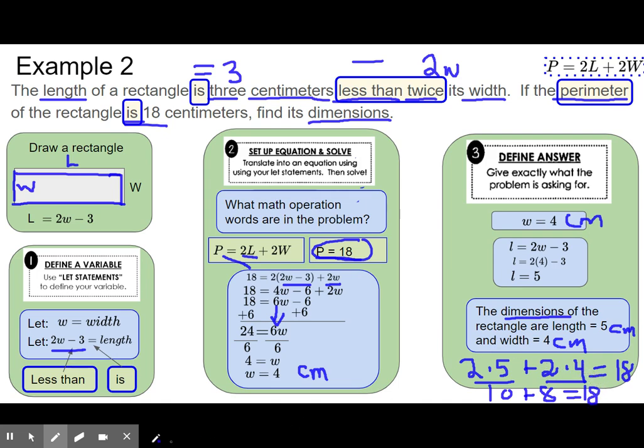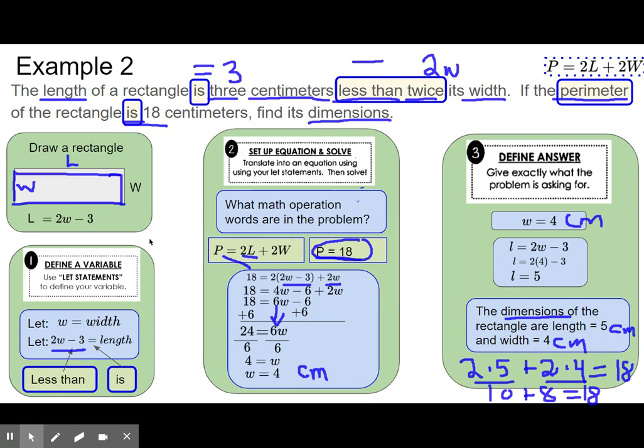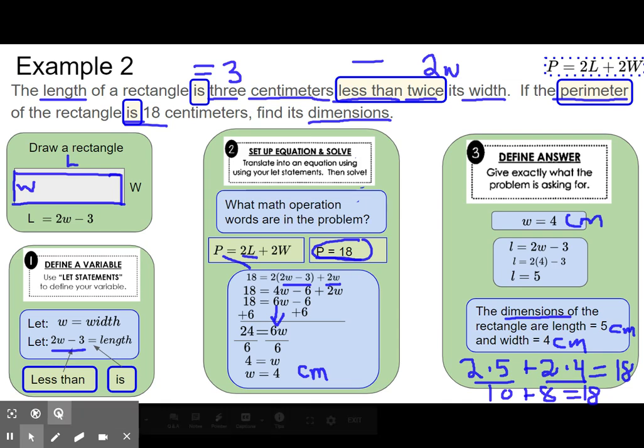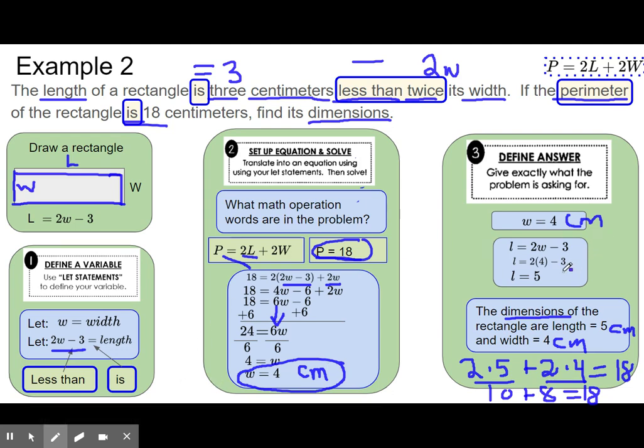All right, guys, I hope these two examples help you out a little bit. Just make sure you go through, underline, identify all the important words in the problem, define your variables, and then create an equation, solve your equation, and go back and say, hey, what exactly was the problem asking for? If the problem had only asked for width, guess what? You would have been done right there. If the problem had only asked for length, you would have had to find that.